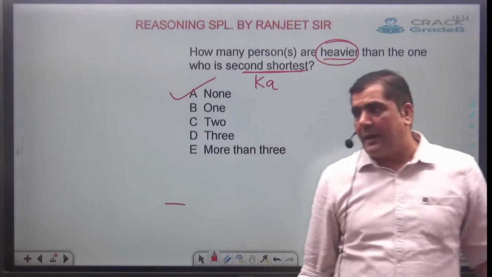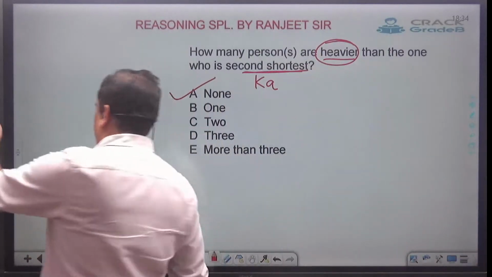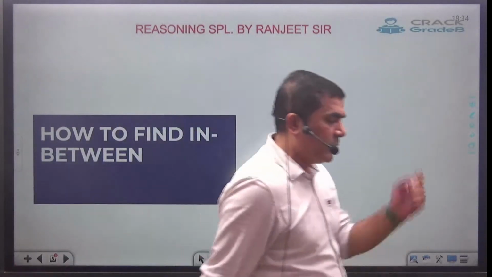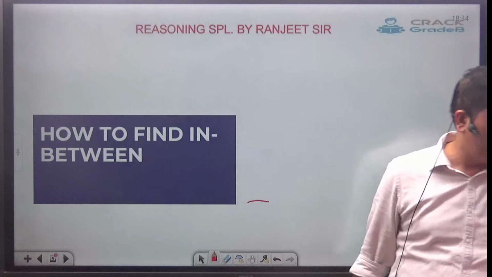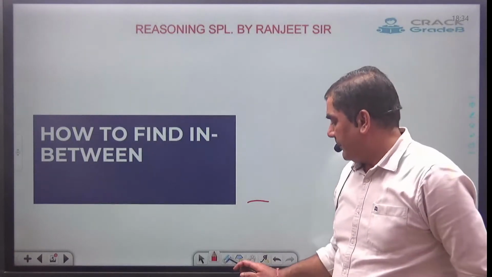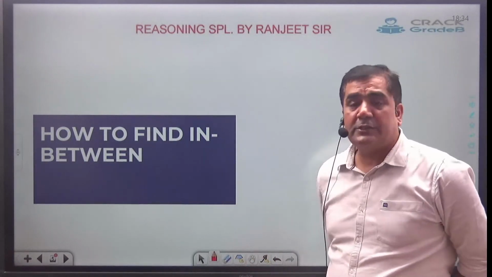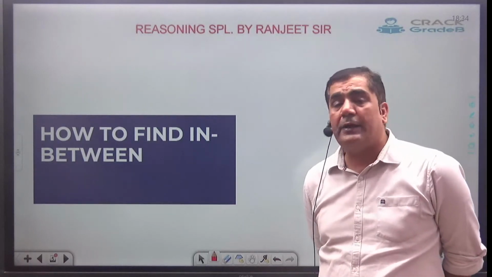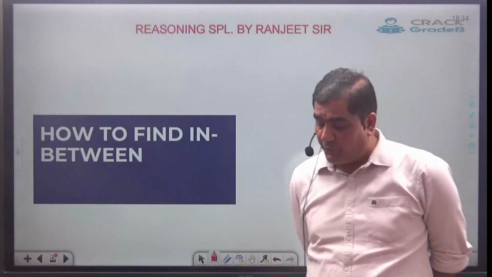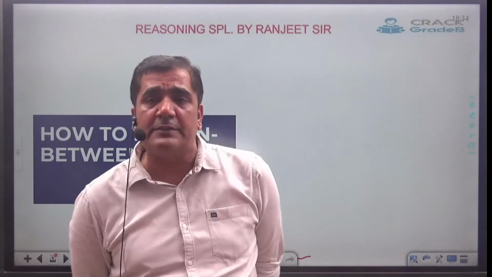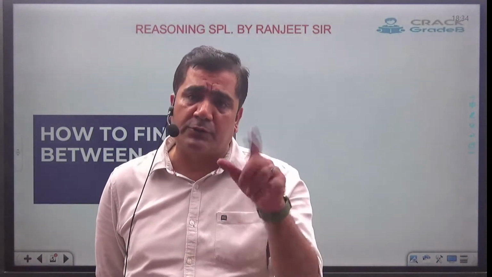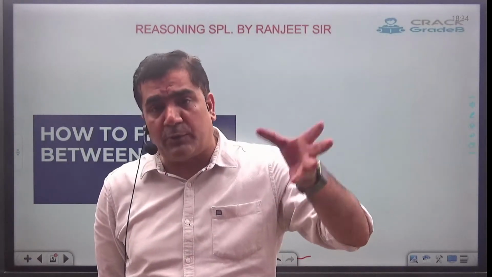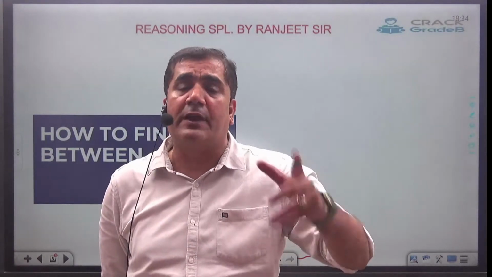Okay, so let's start the last part of this topic, and the last part says how to find in between. Most important part. See, in the first class of ranking, we understood that if in between is given, how to find the total number of students. Now, in today's class, we will see how to find in between if the total is given, and how to get the answer.